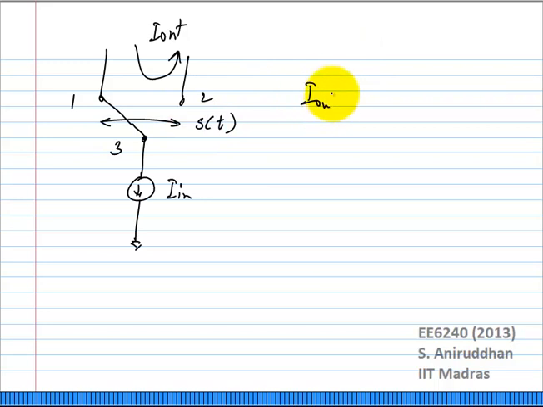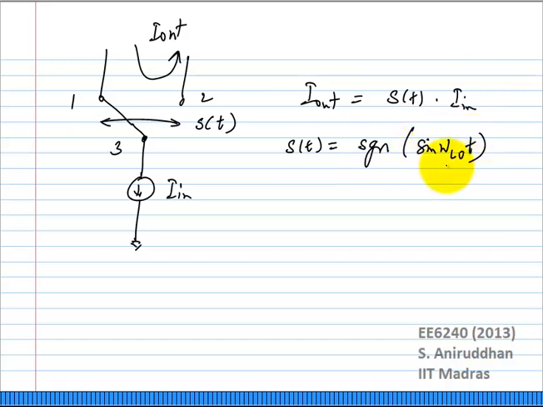How can I represent I out? Exactly. So it's just S of t times I in, right? S of t just decides whether current is going into one side or the other side. If I want to represent S of t, it is the signum function at the LO frequency. So it's signum of sin omega LO t.